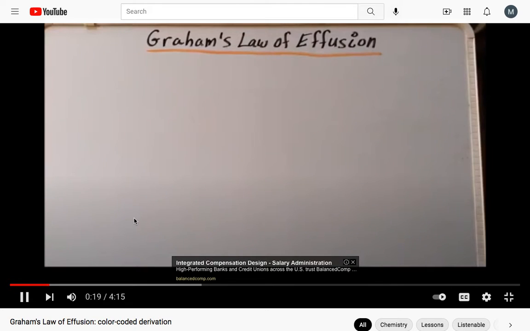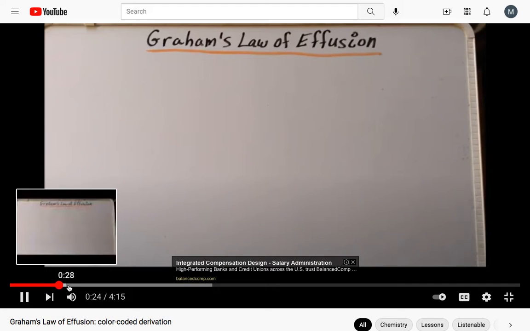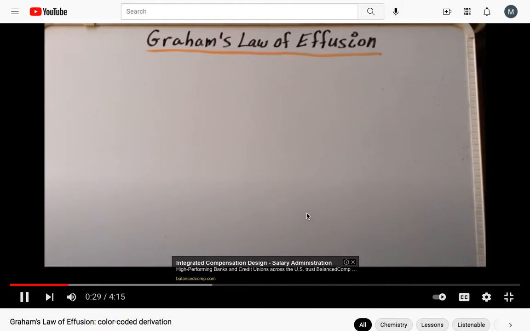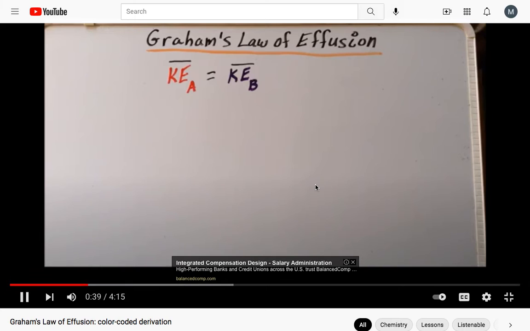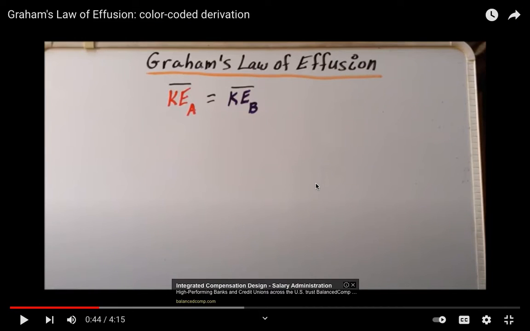Hello. In this video, we are going to derive Graham's law of diffusion from the principles of the kinetic theory of gases. First, we assume that we have two different gases in a container, gas A and gas B, and that they are in equilibrium, and that they are at the same temperature. So if they're at the same temperature, their kinetic energy is the same. Remember, temperature is average kinetic energy.